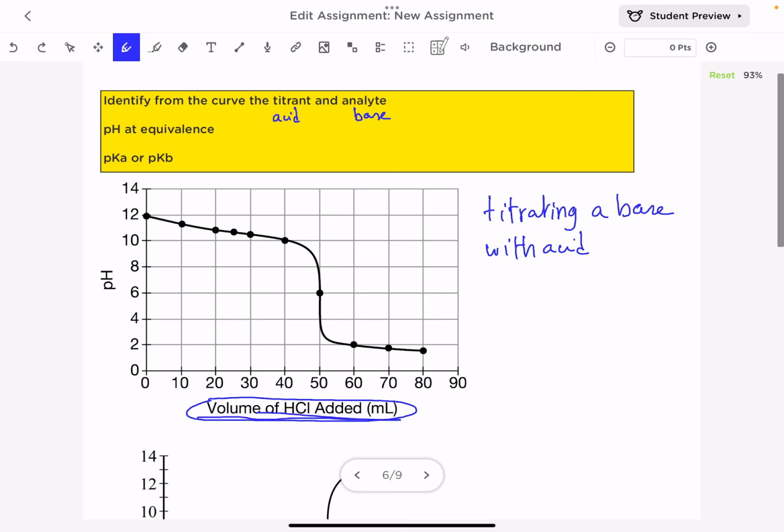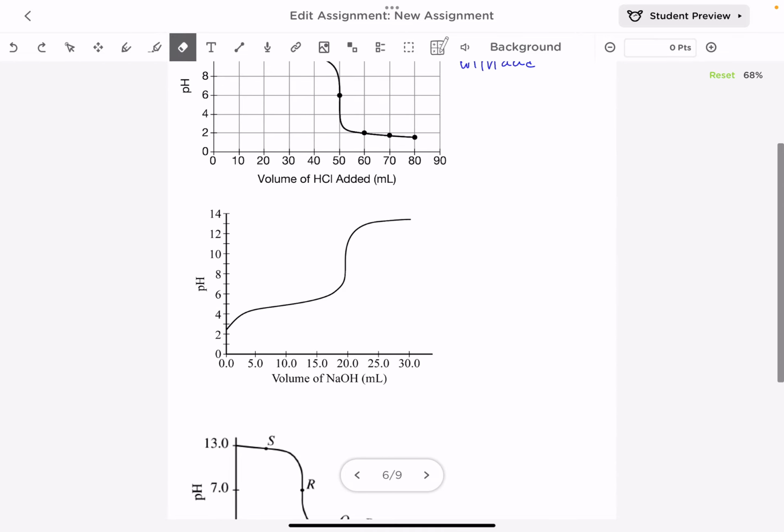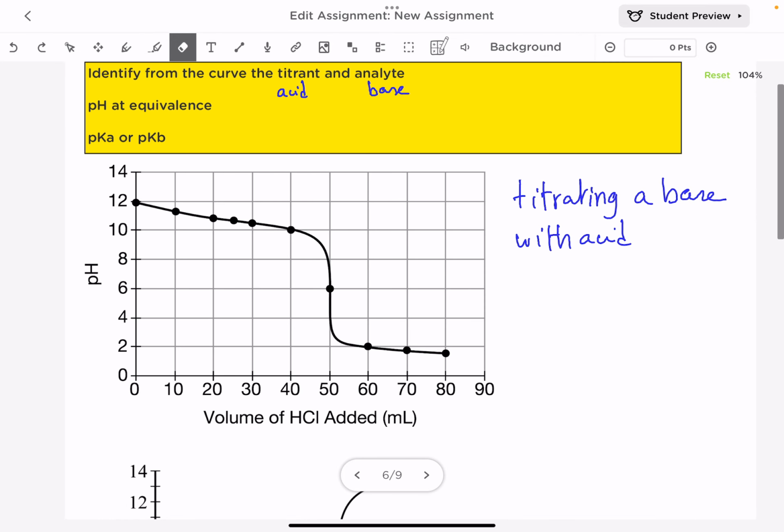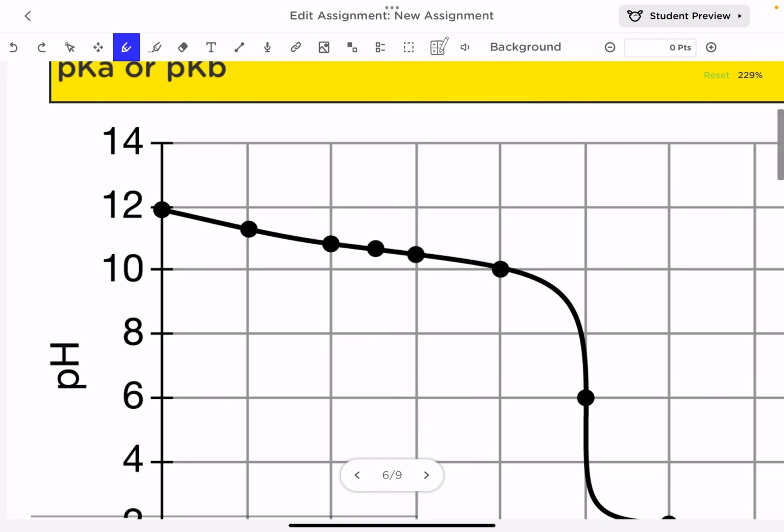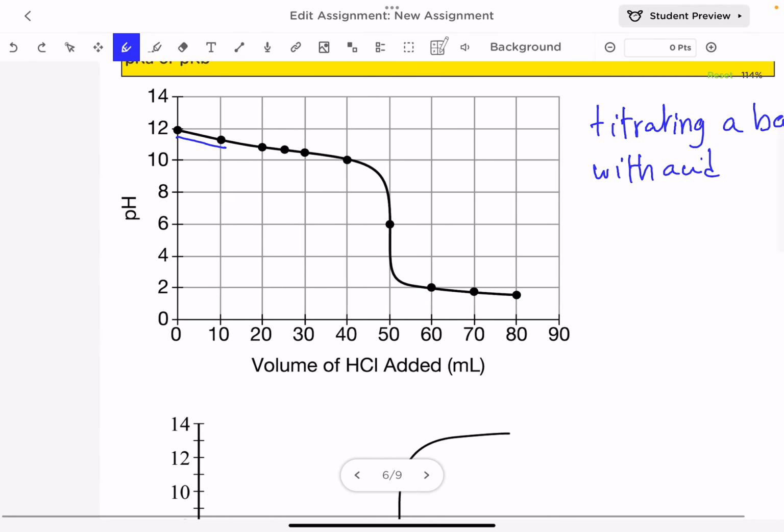Always at the x-axis, they will put the titrant. But in case it is not written, you will have to figure it out the way I am explaining it. Now, the second thing, are we dealing with a weak base or a strong base? Looking at this start, it starts from 12. Not really telling, but I know that to be a strong base, it has to start from above. Now, let's just be sure of it. Is there a slight drop? Yes, there is a slight drop in this curve.